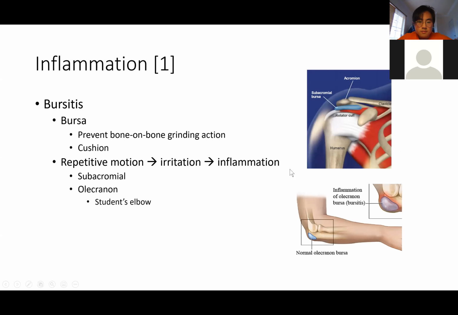So there's more bursa in your upper limb, but these are the 2 main ones. One is the subacromial, so below the acromion, subacromial bursa. The other one is the olecranon bursa. This one is also commonly known as student's elbow because when you study, your elbows get irritated, right?